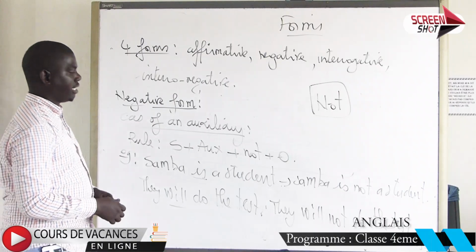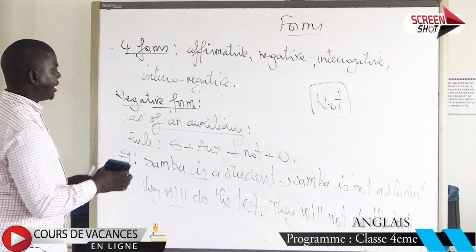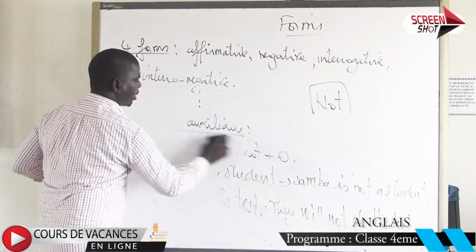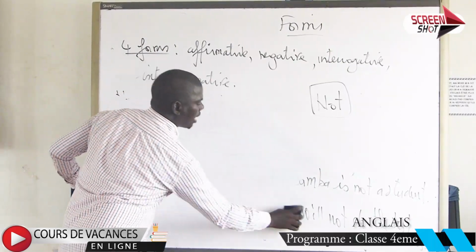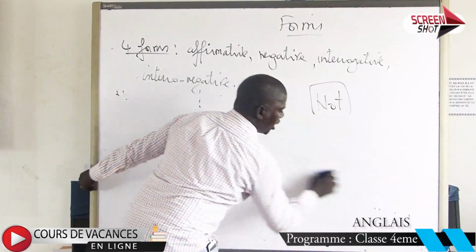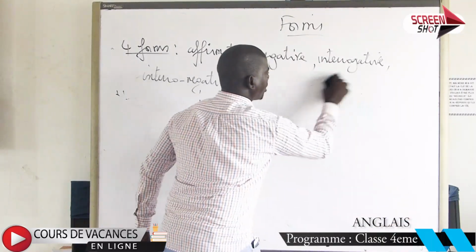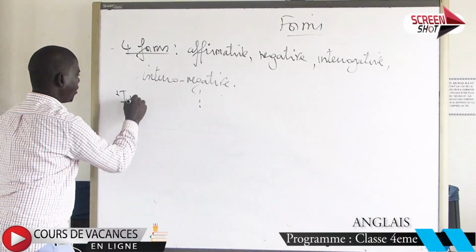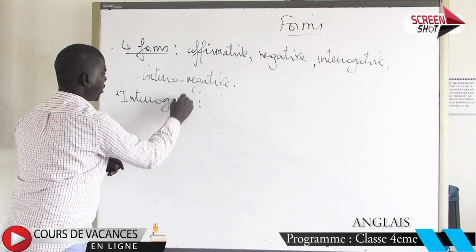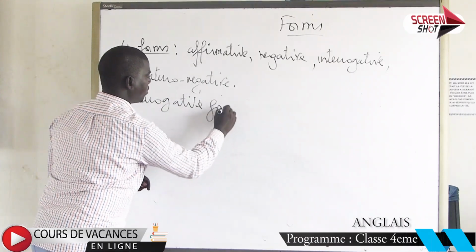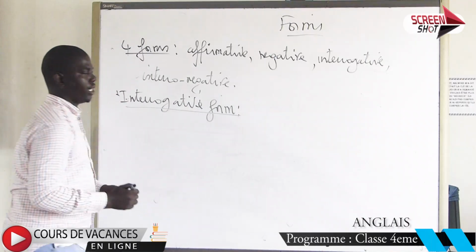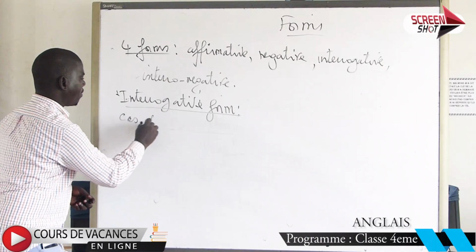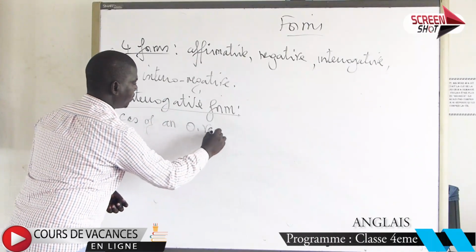Donc, après la forme négative, we are going to see the interrogative form, okay? Interrogative form is used to ask a question. Okay? In our conversation, okay, when we ask a question, we can use the interrogative form. So here, interrogative form. And we do as we did with the negative form. We take a case of an ordinary verb.